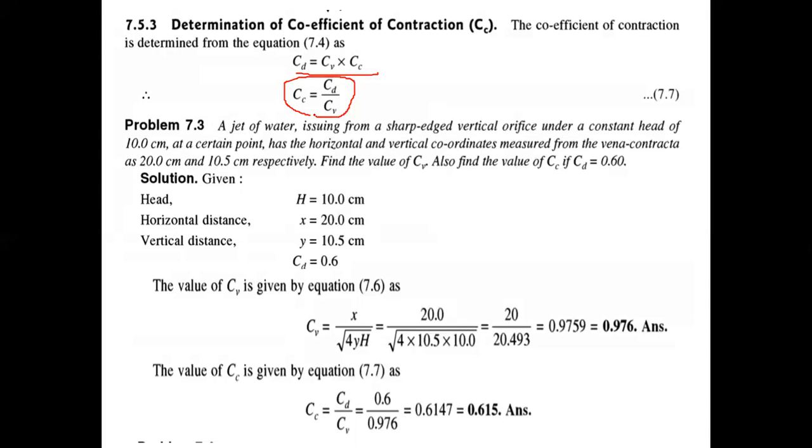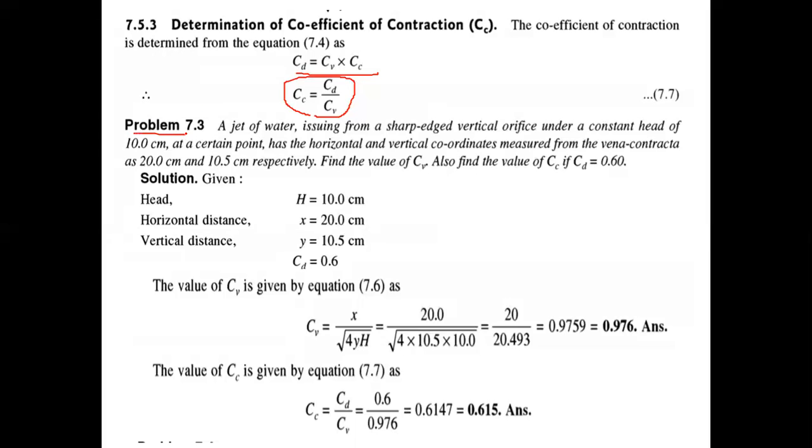So like this we have derived it practically, by considering a water tank with an orifice and having a vena contracta at point C. Now we'll see one problem based upon these experiments.